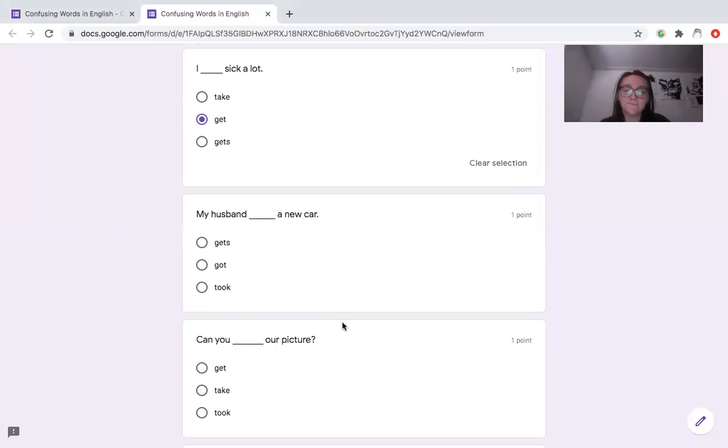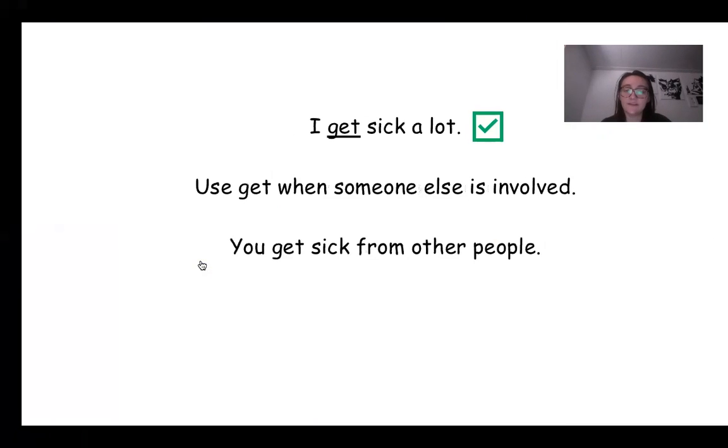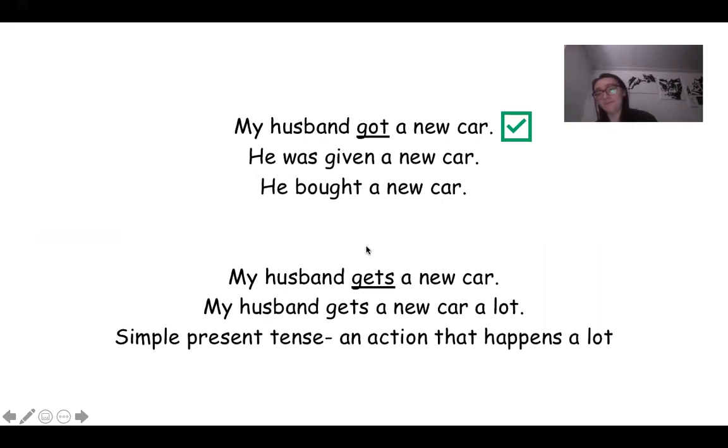My husband, and the correct answer is got. My husband got a new car. So why is it not gets? So my husband got a new car. When you say this verb tense, right? Simple past tense, it is an action that happened in the past, but it also sounds like, oh, he was given a car or he bought a new car. That's how my husband got a new car, because you use the verb got. So it means that there was an exchange. There was somebody that gave him the car with permission, right?